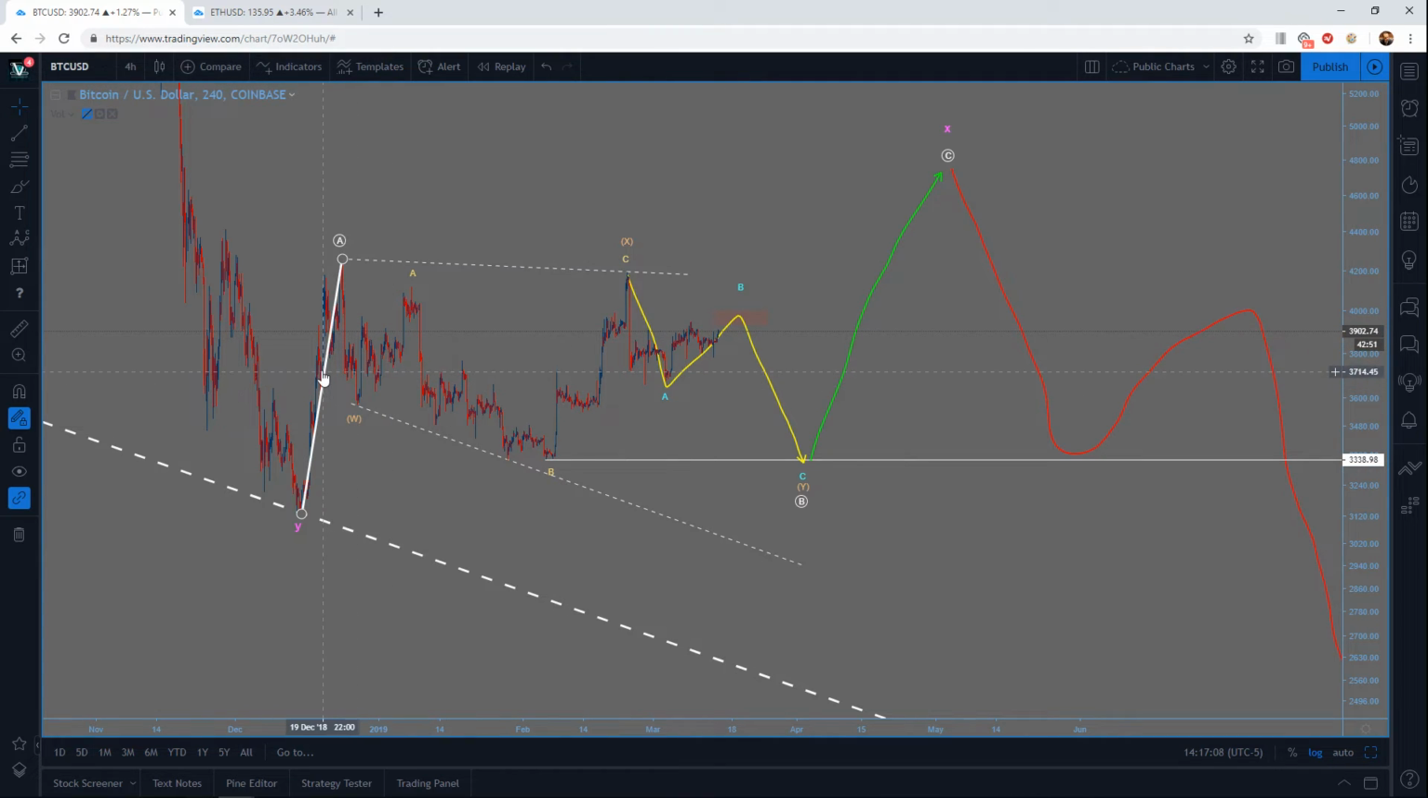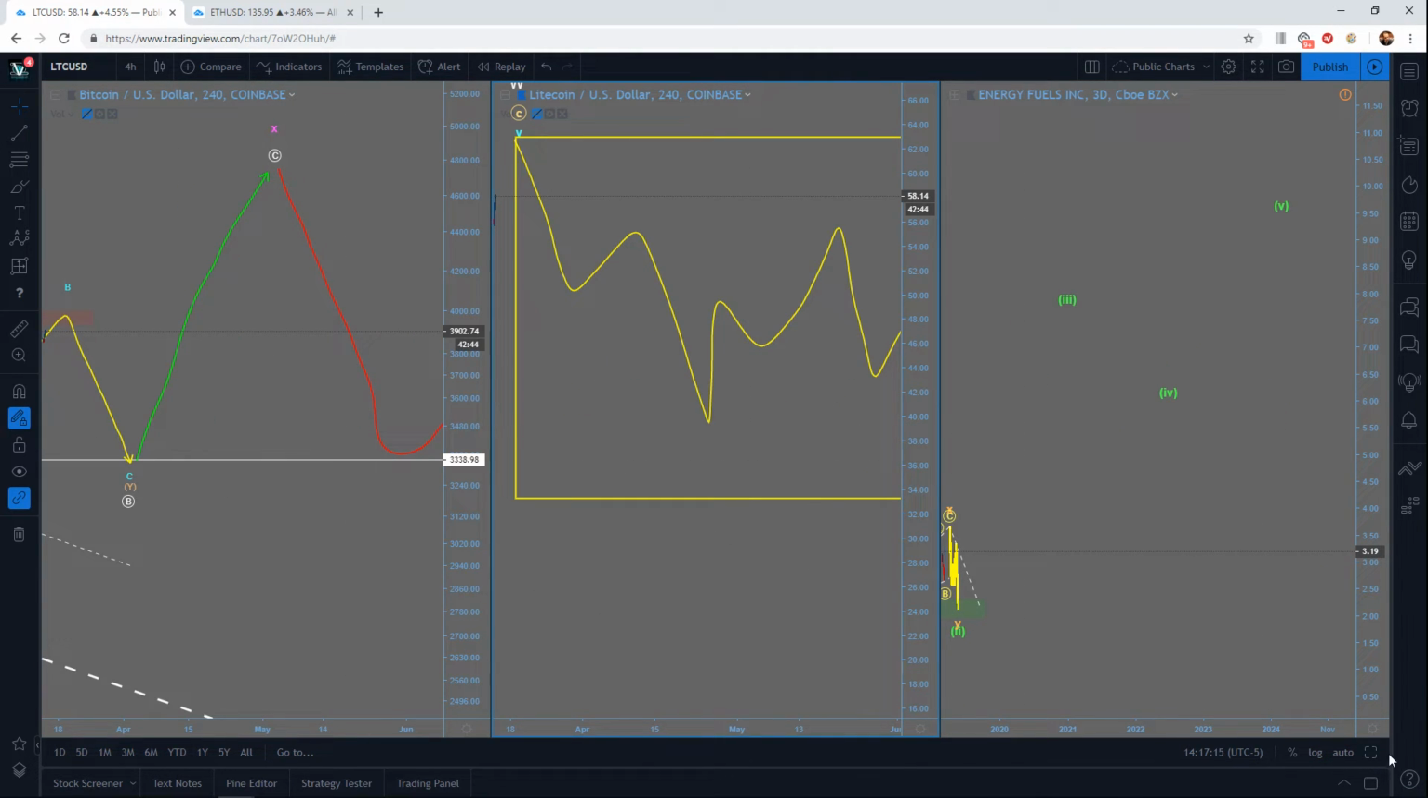Take these guys off. There's my overall chart for you guys. Alright, so let's move over to Litecoin.